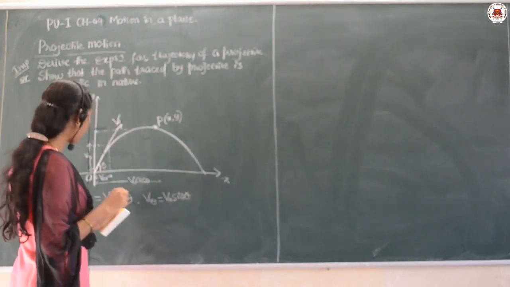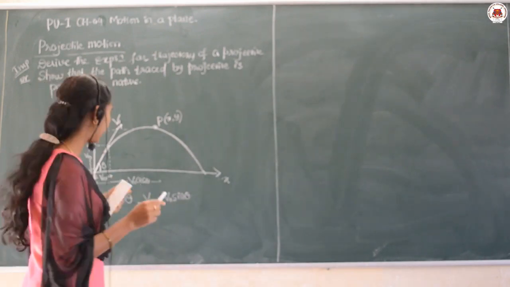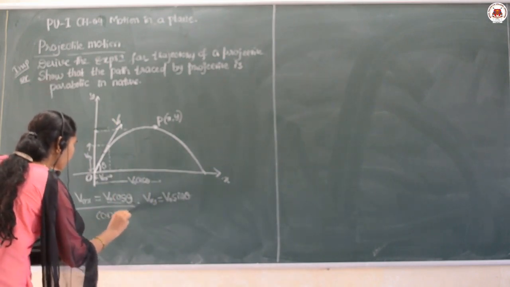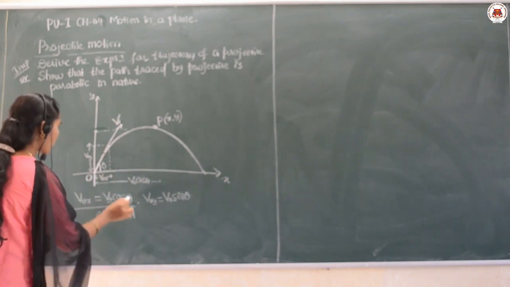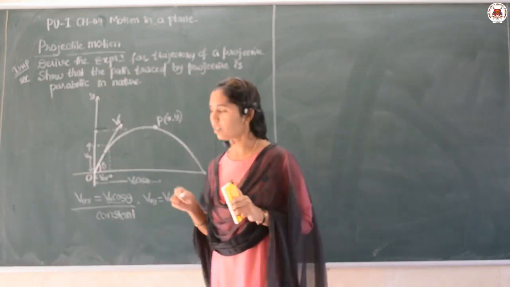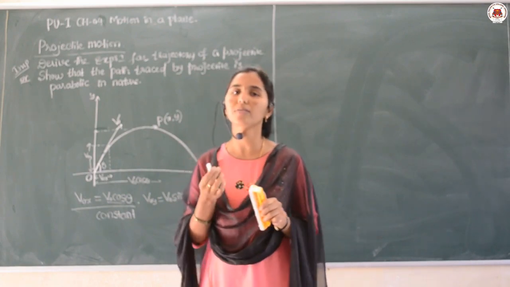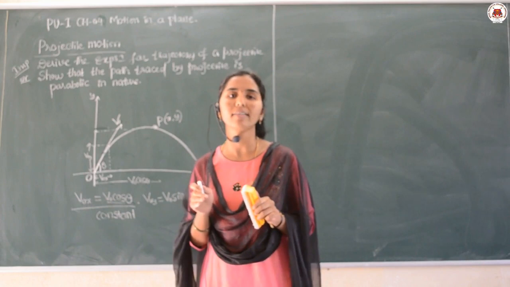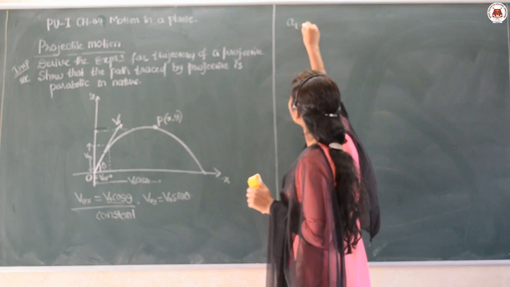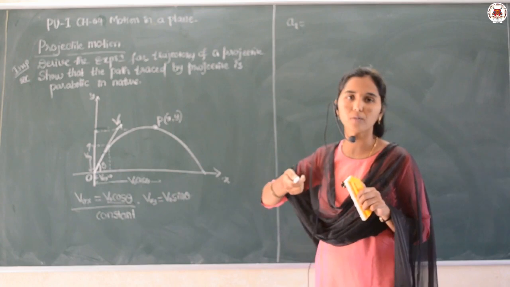This is the horizontal component of velocity, this is the vertical component of the velocity, and remember this component remains constant. In this projectile motion, which component remains constant? The horizontal. Then tell me, if the horizontal component remains constant, what will be the horizontal acceleration of the projectile? It will be 0. Because acceleration we have defined as the rate of change of velocity with respect to the time, right?